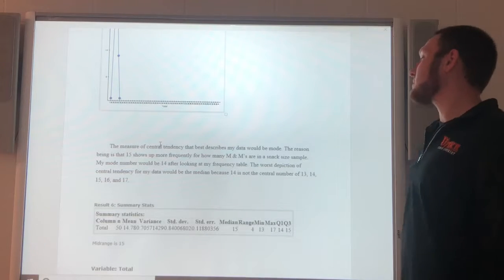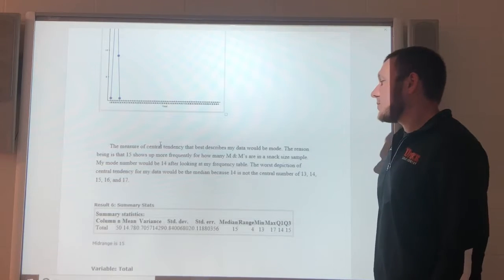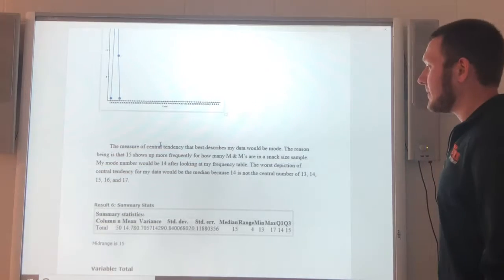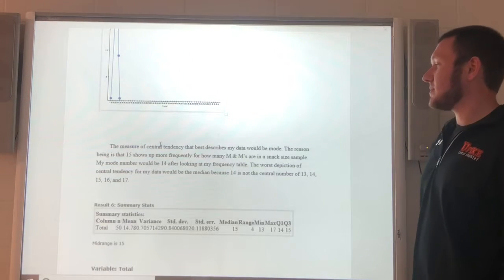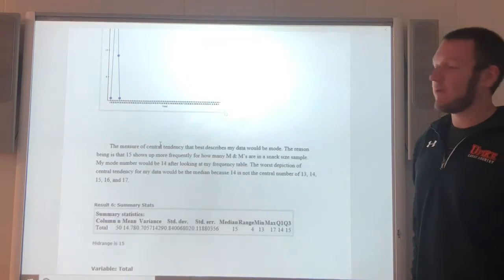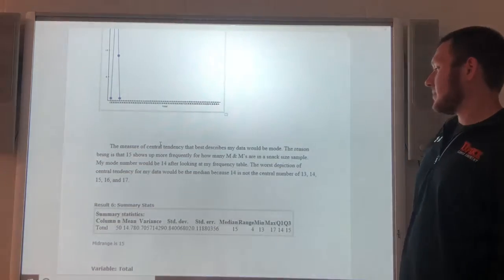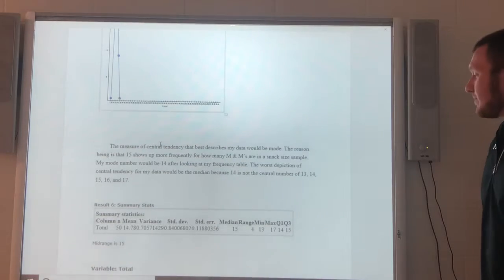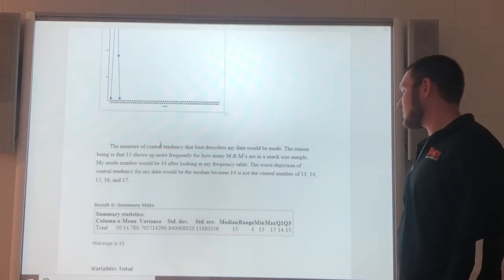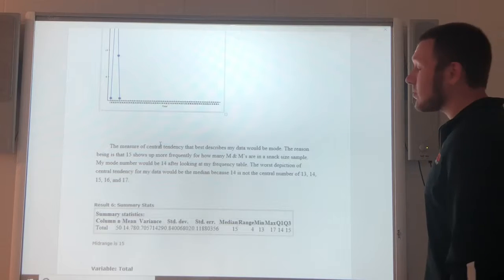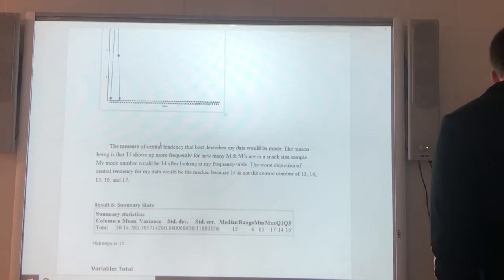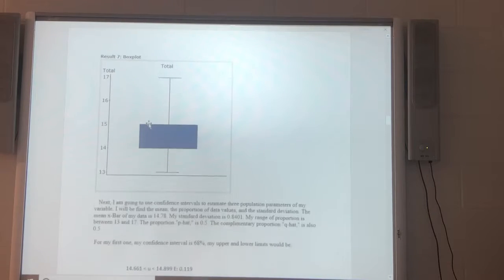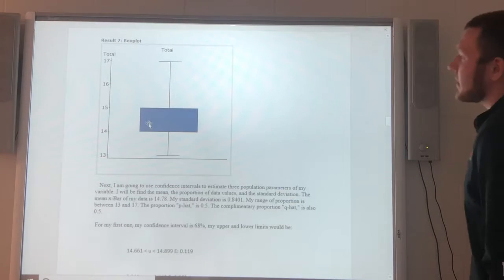Here's my summary stats. So the mean would be 14.78. My variance is 0.70, standard deviation 0.84. The median was 15, the range is 4, the min is 13, the max is 17. My Q1 would be 14, while my Q3 would be 15. And my mid-range would also be 15. Here's a box plot I used.